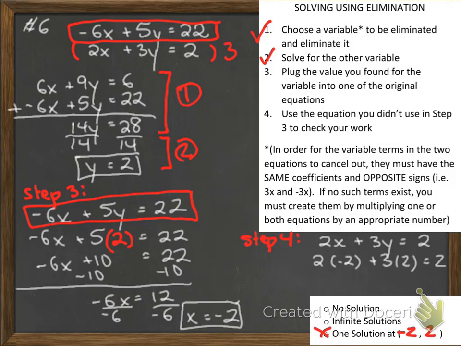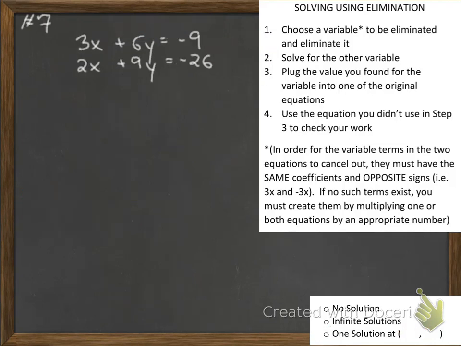So let's see if this checks out. Negative 4 plus 6 is 2. 2 equals 2. Sure enough, it checks out. So we can be confident that our solution, negative 2, 2, is correct. Okay, let's do another problem.